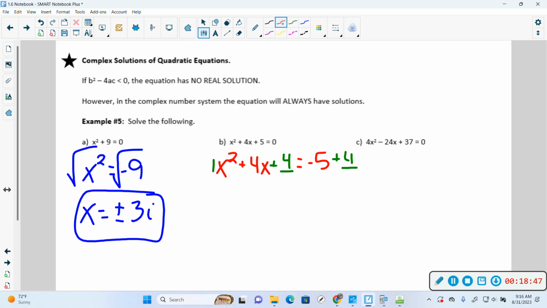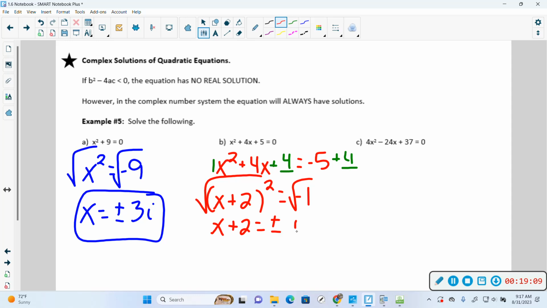All right, purpose of completing the square, left side factors. Multiply to 4, add to 4: 2 and 2. Negative 5 plus 4. I'm going to use my inverse operations to get x alone. I'm going to cancel squaring with the root. We're going to use plus or minus. What's the square root of negative 1? I. And last but not least, subtract 2 and we're done.